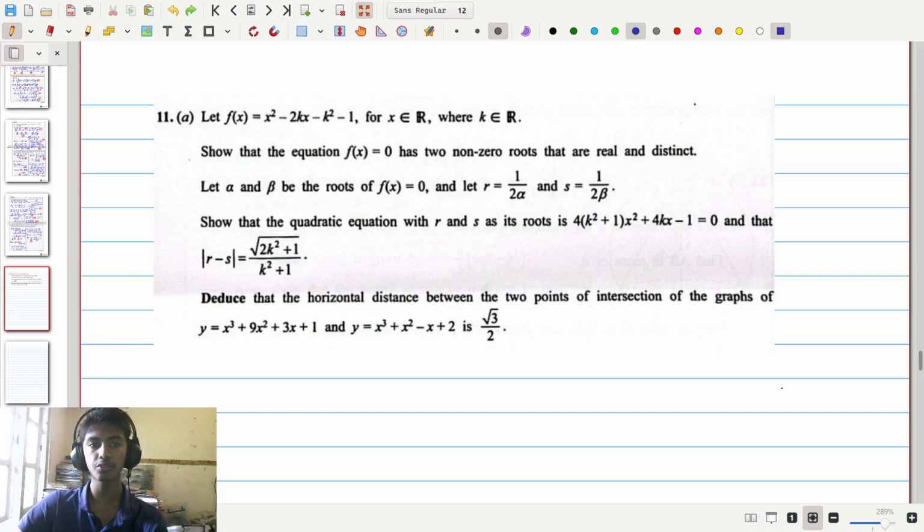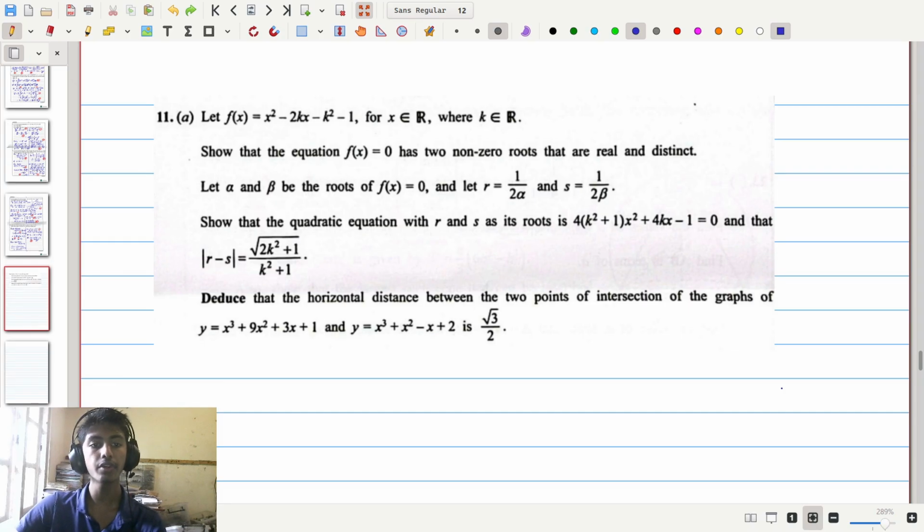It then asks us to let alpha and beta be the roots of f(x) equals 0, and provided that, let r be equal to 1 over 2 alpha and s be equal to 1 over 2 beta, and given that, show that the quadratic equation with r and s as its roots is 4 times (k squared plus 1) x squared plus 4kx minus 1 equals 0.